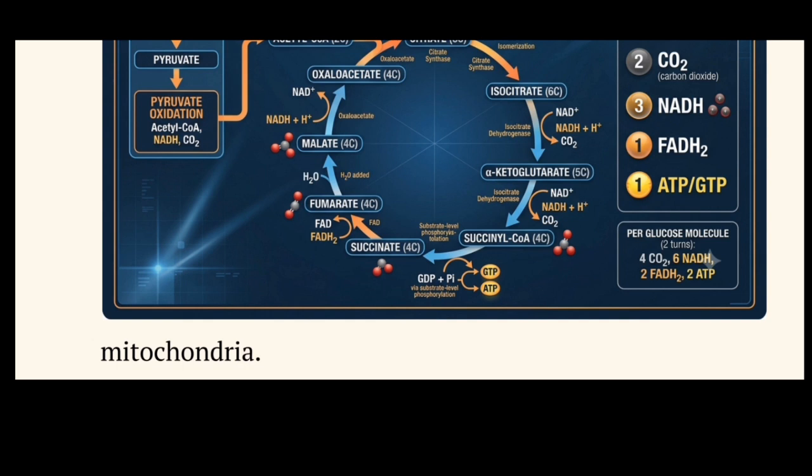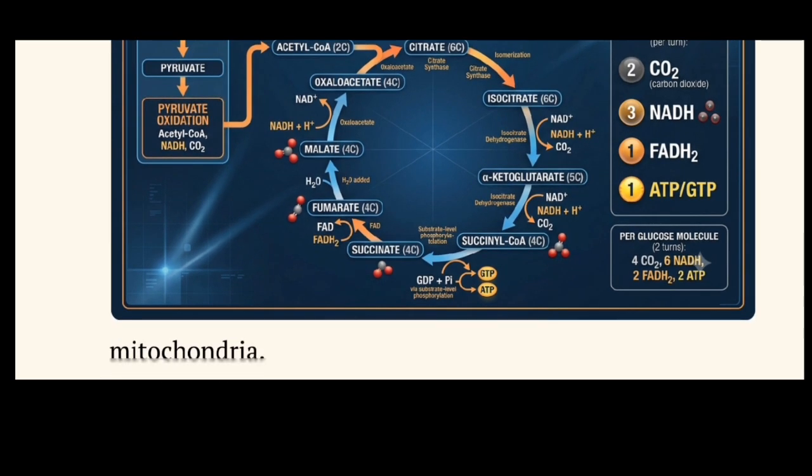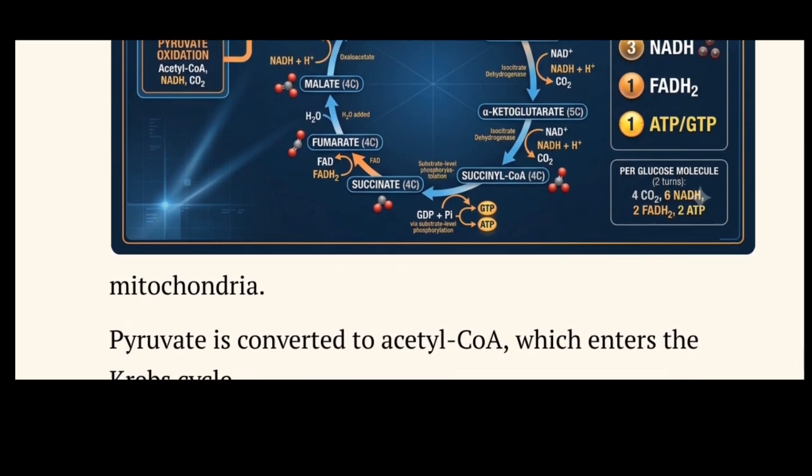Then alpha ketoglutarate is converted into succinyl CoA with the help of an enzyme. Then succinyl CoA is converted into succinate with the help of the enzyme succinyl CoA synthetase. Then succinate is converted to fumarate, fumarase adds water and it is converted into malate, and malate is converted into oxaloacetate with the help of the enzyme malate dehydrogenase. Then we see glycolysis, pyruvate oxidation to acetyl CoA, NADH, and CO2.